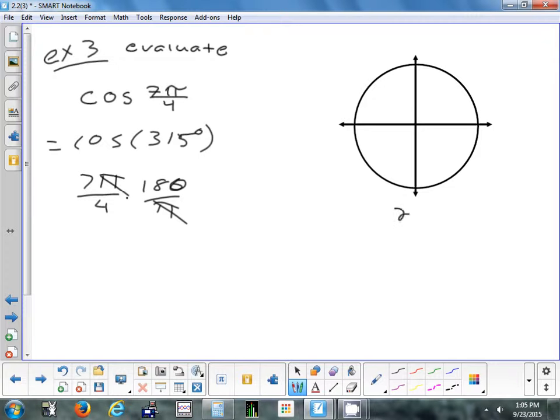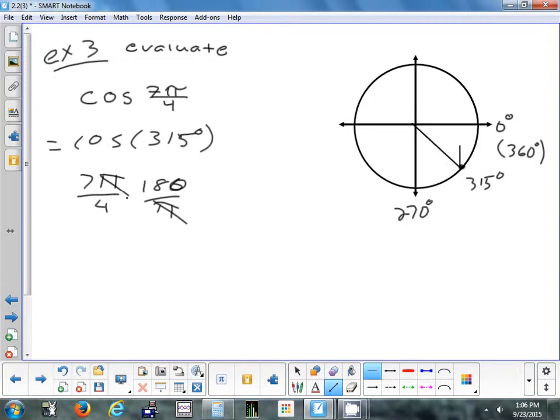Well, here's 270. Here's 0. What's 0 the same as? 360. It's the same as 360. Might be helpful to think of it that way. 315, it's exactly halfway between 270 and 360. Okay, make your triangle. Write the coordinate.